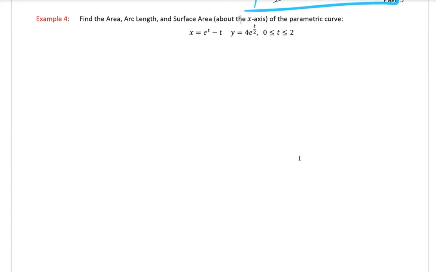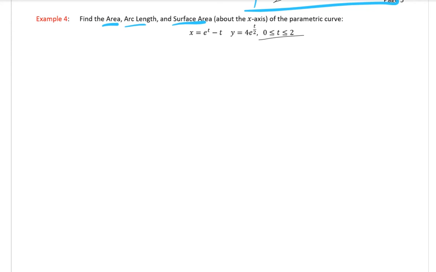All right. Let's do one more. This one we're going to find all three. We're going to find area, arc length, and also surface area. Now, in order to solve all these, we're going to need the derivatives of each. Technically, for area, we don't need the derivative of y, but we are going to need it both for arc length and surface area. So let's just get all of these. We were bounded from 0 to 2.